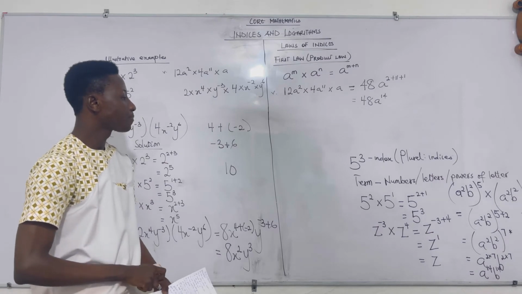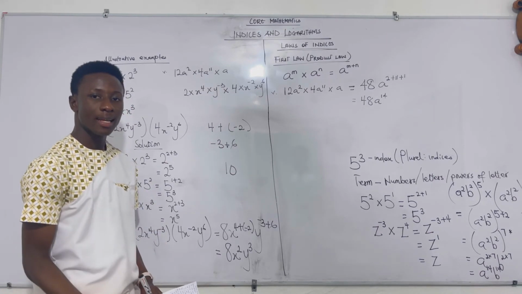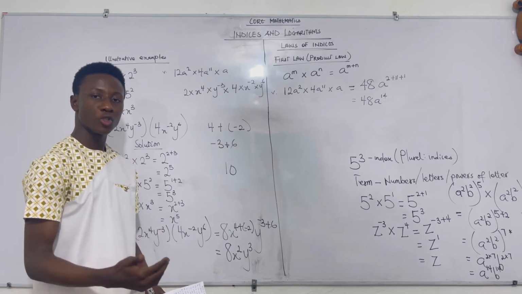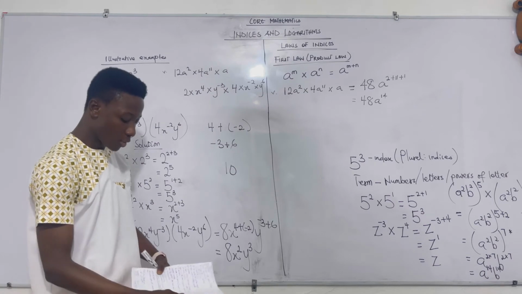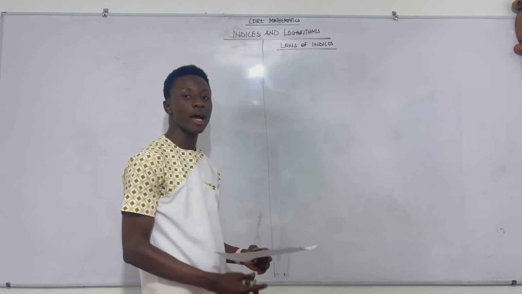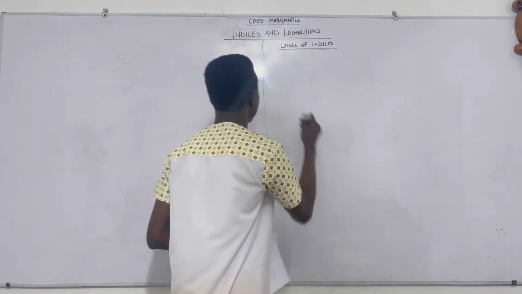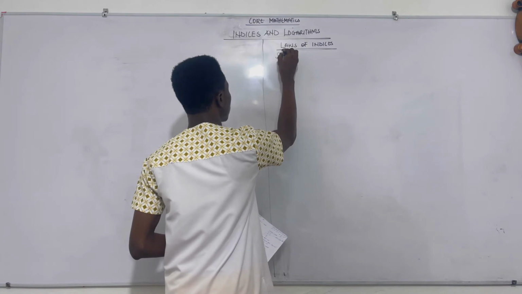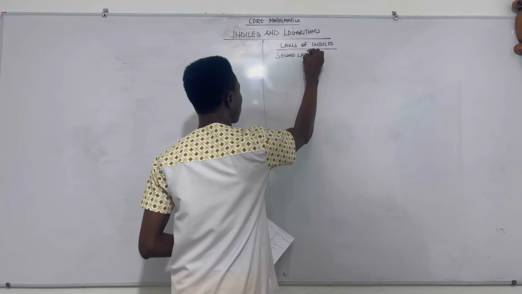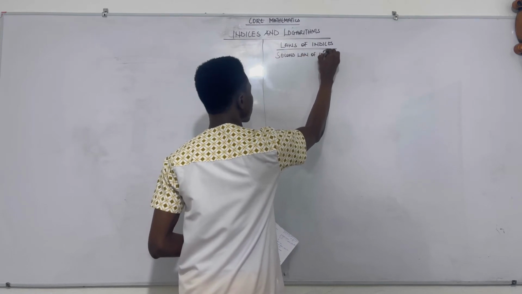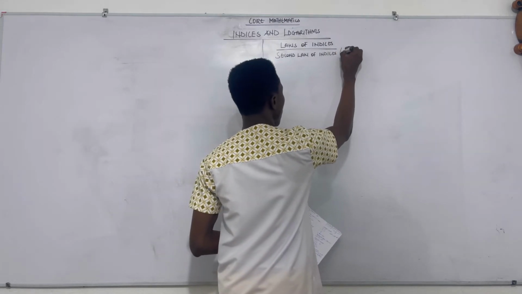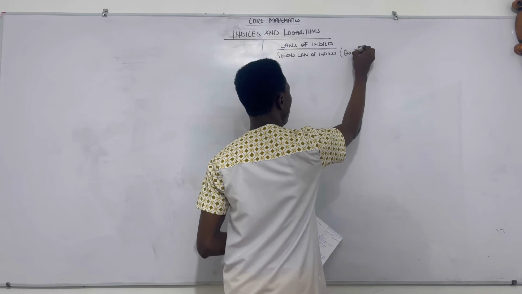Can we move on? If you don't understand anything, like I said earlier on, keep on playing the video repeatedly until you get that. So let's move to the second law of indices. We're taking a look at the second law of indices. It's also called the quotient law.